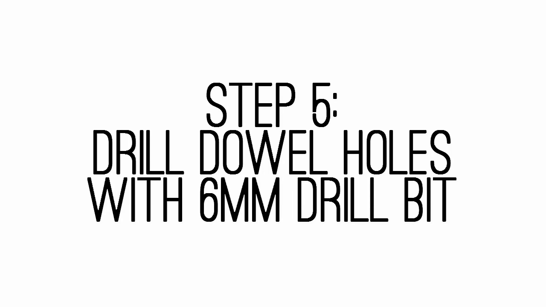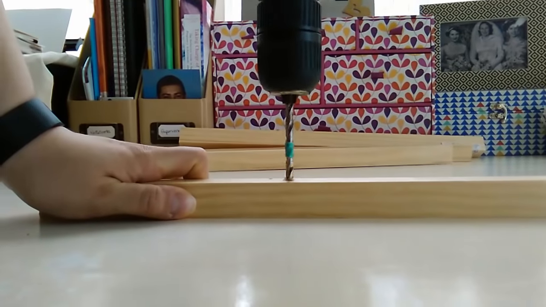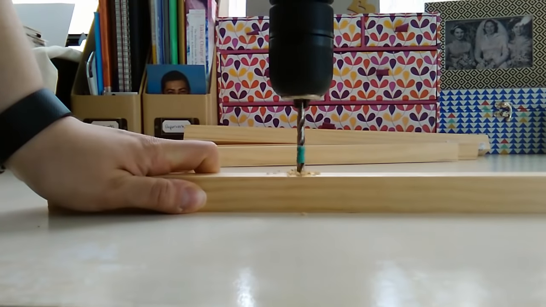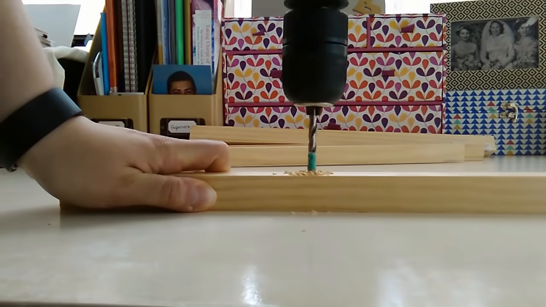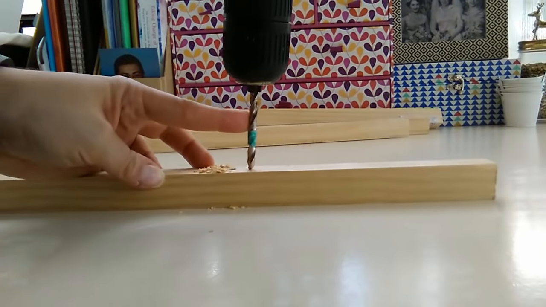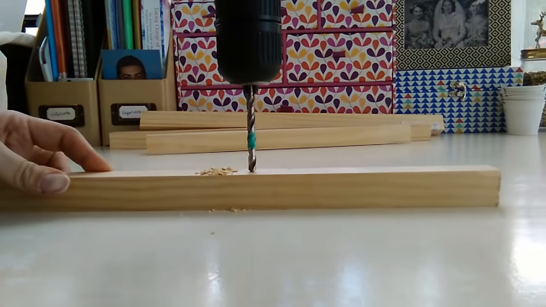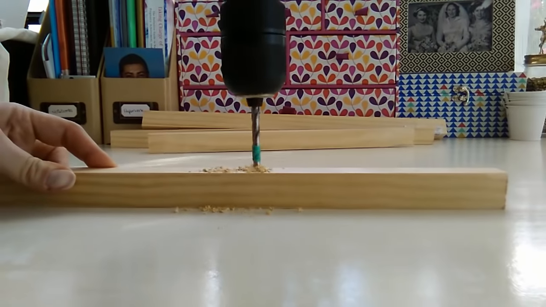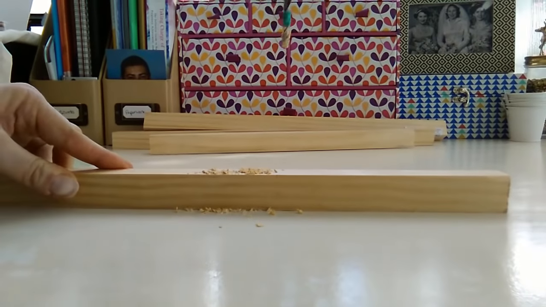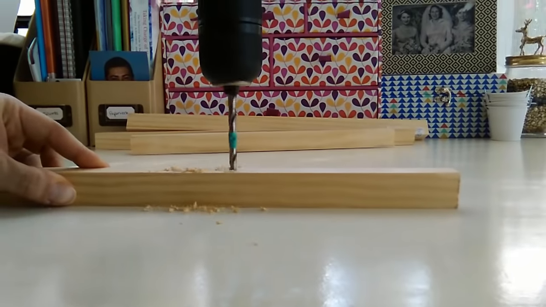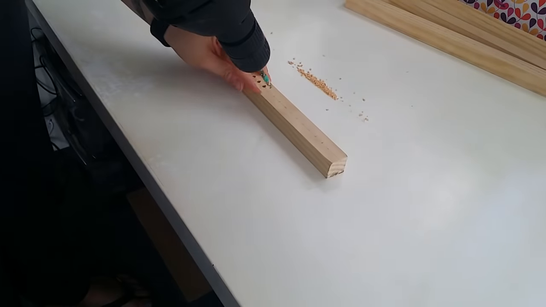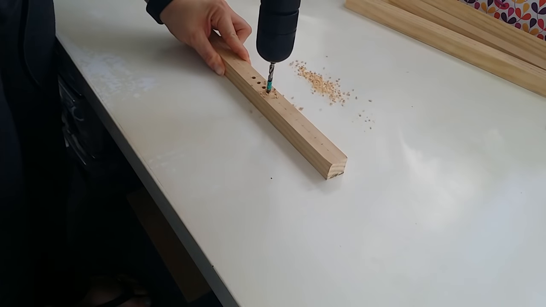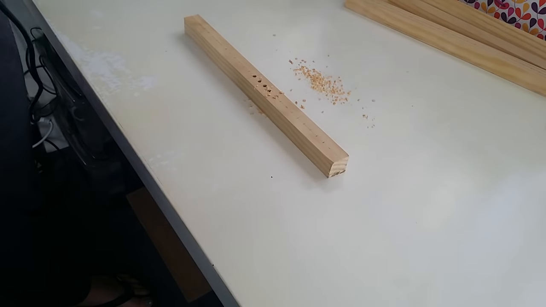Step 5 is drilling the dowel holes with the 6mm drill bit. To drill the dowel holes, you want to go about halfway into the wood, so you definitely don't want to go all the way through the wood. You need to just go halfway. So take your time and try to keep the holes as center along the horizontal as you can. But, you know, it will be a little bit wonky. It's kind of unavoidable, but just try to make sure everything's as evenly spaced as possible and as straight as possible, but don't freak out too much if it doesn't happen.